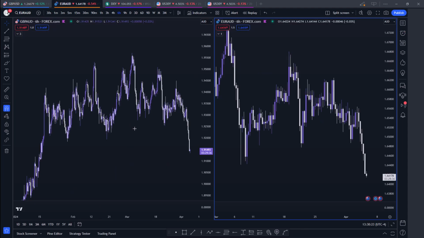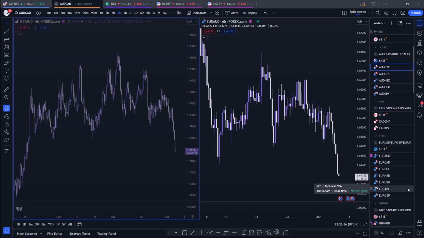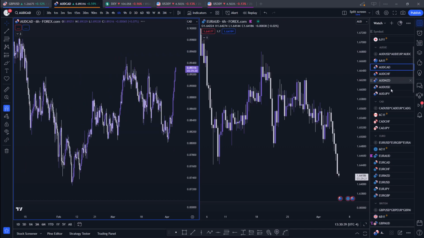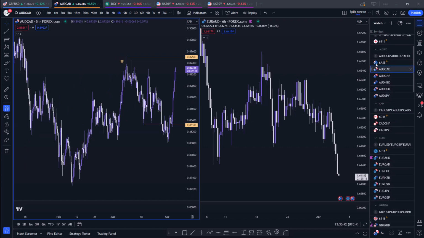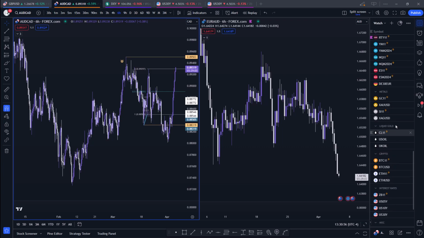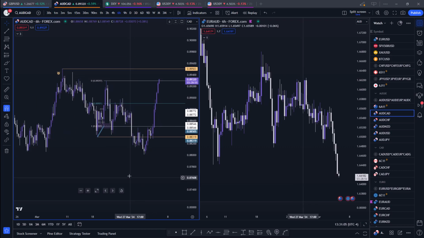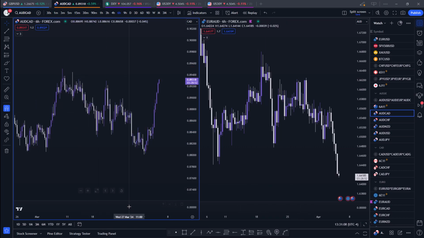So, first one that we're going to look at is, let's start off with the Australian dollar. For those that have actually paid a little bit of attention, you would notice that my watch list on TradingView is sort of arranged in alphabetical order. So I have all my Australian dollar pairs there, my Canadian dollar pairs there, Euro, GBP, NZD, and the dollar itself, with the indices following, and then crypto and other commodities.